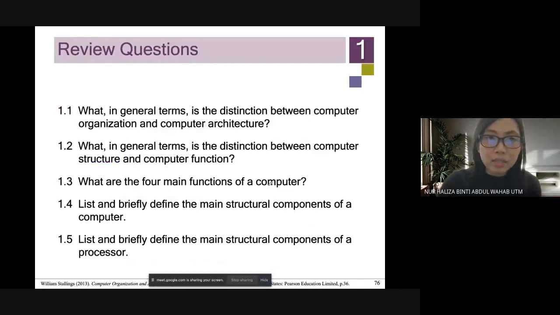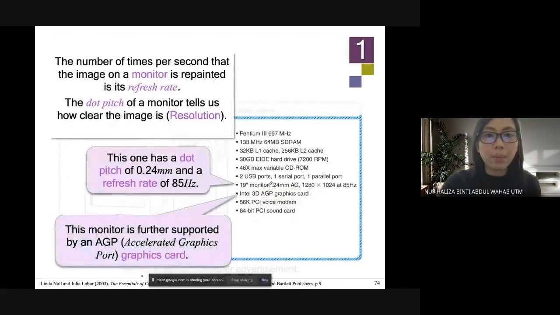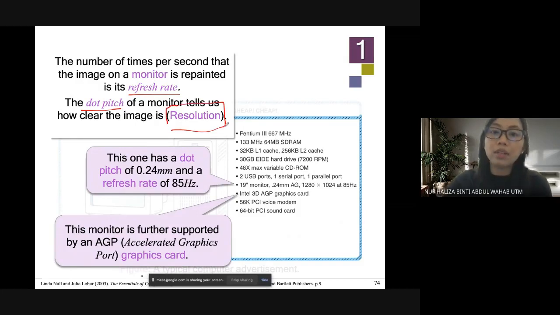So I guess that's about our module 1. You can also read and go through your monitor: how many refresh rate, the dot pitch, and your resolution, how big the resolution, because the resolution will affect your picture. If you want to play games, you need to have a high resolution. Same goes to your graphic card. This is the one that I mentioned.